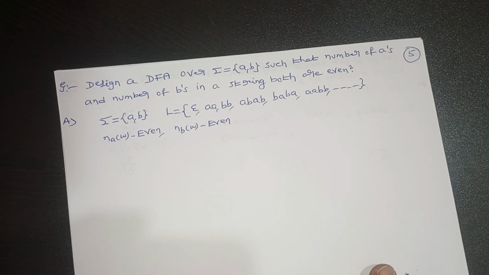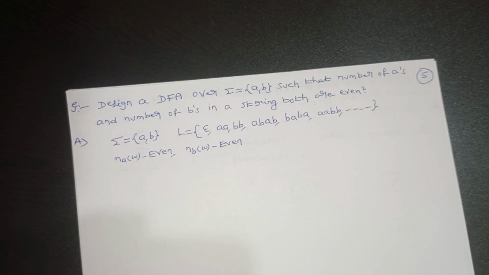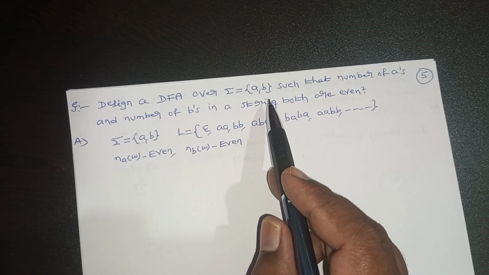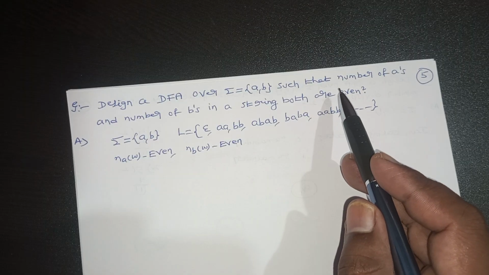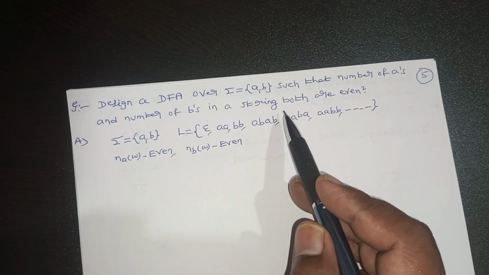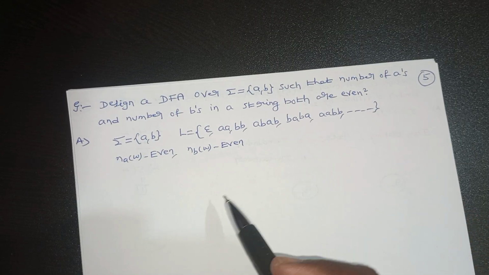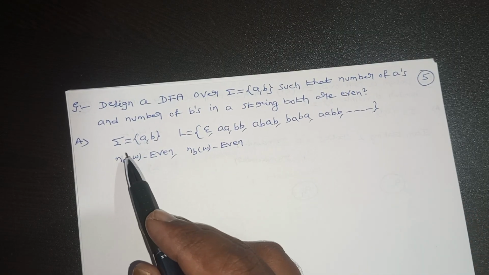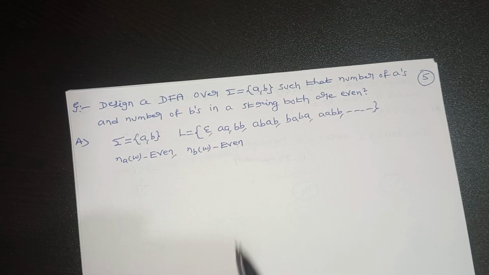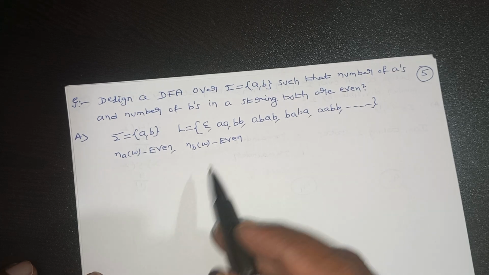Okay, now I'll take one more example on the DFA problems, on how to design a DFA. Design a DFA over sigma equal to {a, b} such that the number of a's and the number of b's in a string are both even. First of all, write sigma. Sigma means nothing but the input symbols or input alphabet.